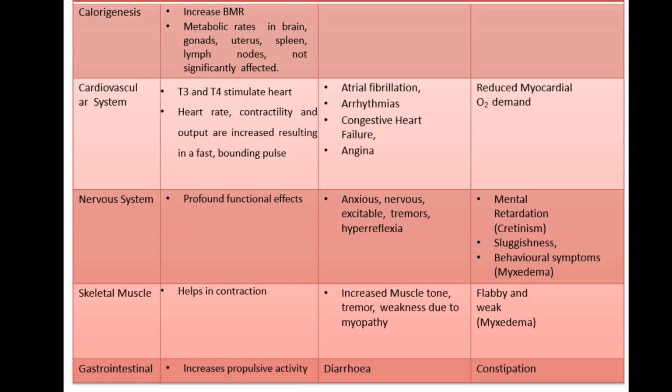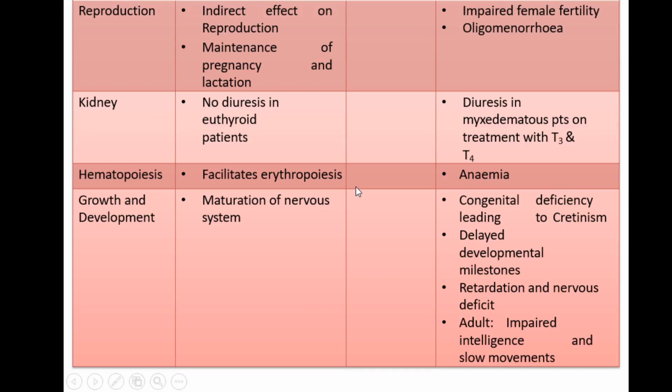Next, thyroid hormone effect on the reproductive system. Thyroid hormone is indirectly involved in reproductive functions. They are responsible for the maintenance of pregnancy and lactation. If T3 and T4 hormones are decreased in women, there is a chance of impaired female fertility. Even problems with the menstrual cycle can occur with a decrease in thyroid hormone.